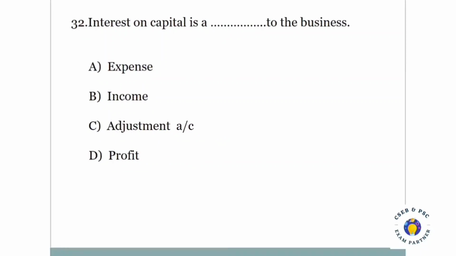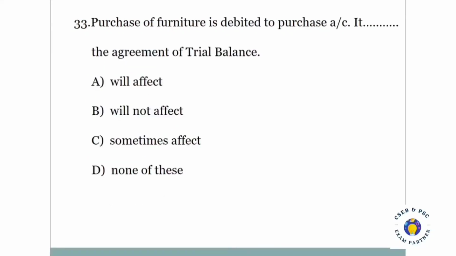Question number 32. Interest on capital is a dash to the business. Option A, expense. Option B, income. Option C, adjustment account. Option D, profit. Answer is expense. Question number 33. Purchase of furniture is debited to purchase account. It dash the agreement of trial balance. Option A, will affect. Option B, will not affect. Option C, sometimes affect. Option D, none of these. Answer is will not affect.